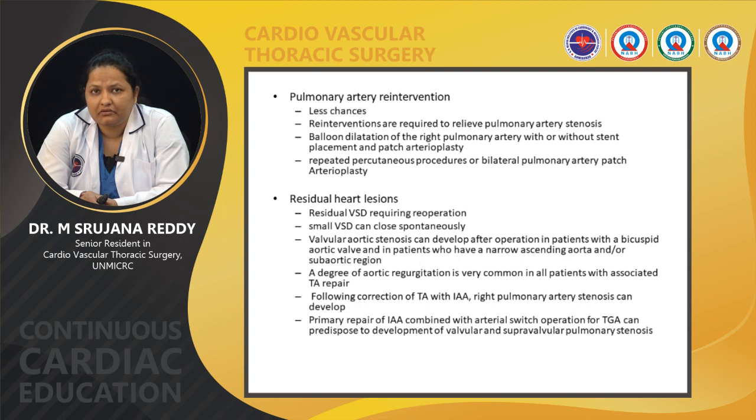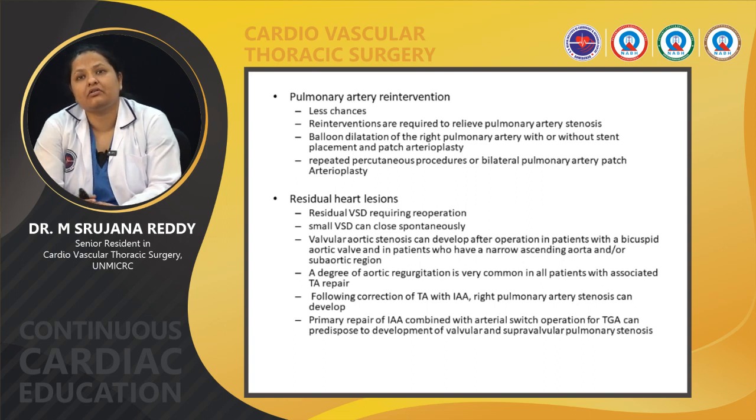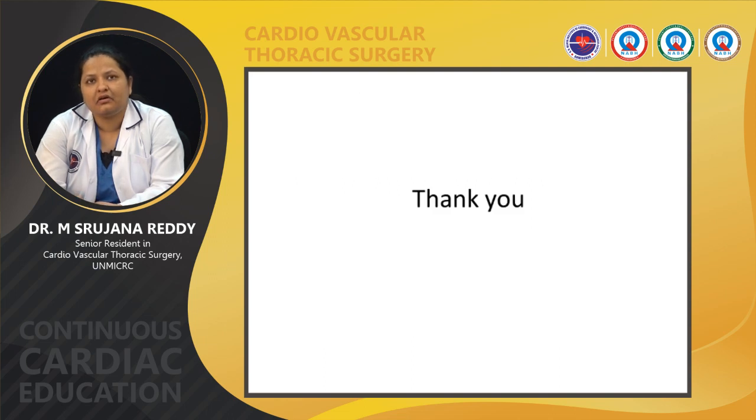Following the correction of truncus arteriosus with interrupted arch, there can also be right pulmonary artery stenosis, and primary repair of the interrupted aortic arch combined with an arterial switch operation for TGA can predispose to the development of other valvular or subvalvular pulmonary stenosis.